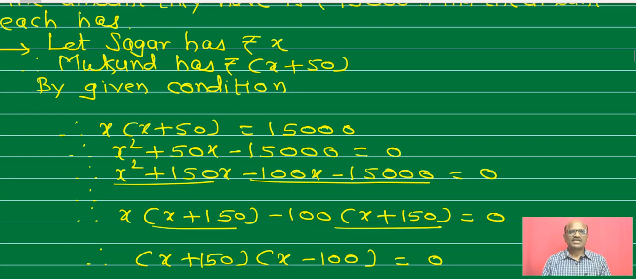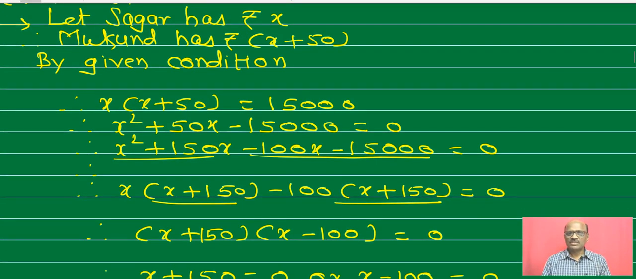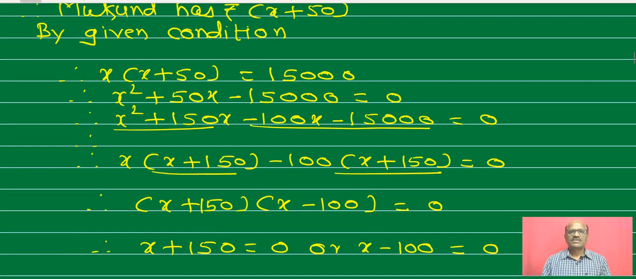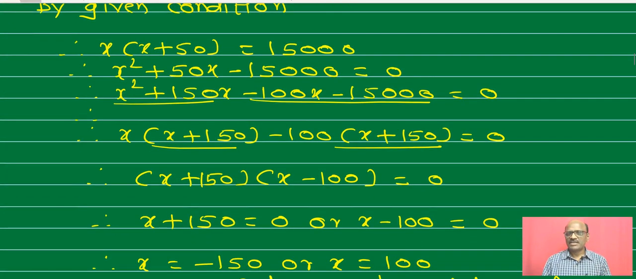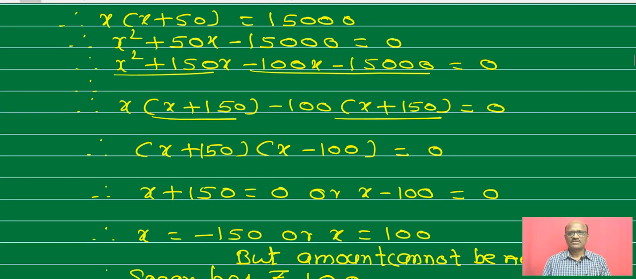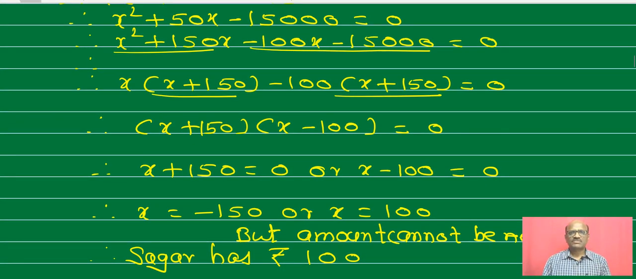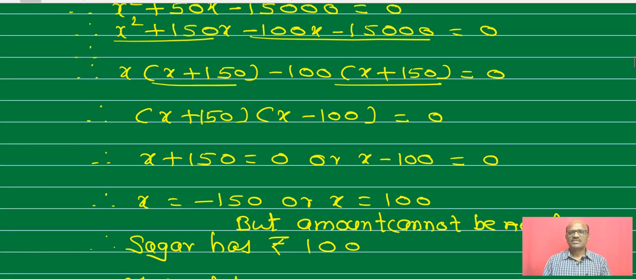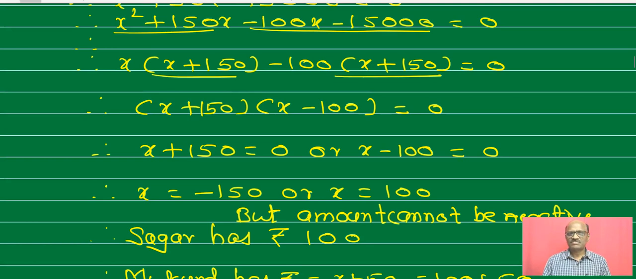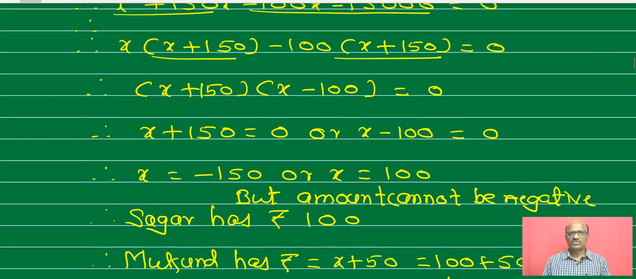By the given condition, x into (x plus 50) is equal to 15,000. Therefore x square plus 50x minus 15,000 is equal to 0. Now the factors: x square plus 150x minus 100x minus 15,000 equals 0. Take x as common, then in the first bracket you will get x plus 150 and in the second bracket x minus 100.